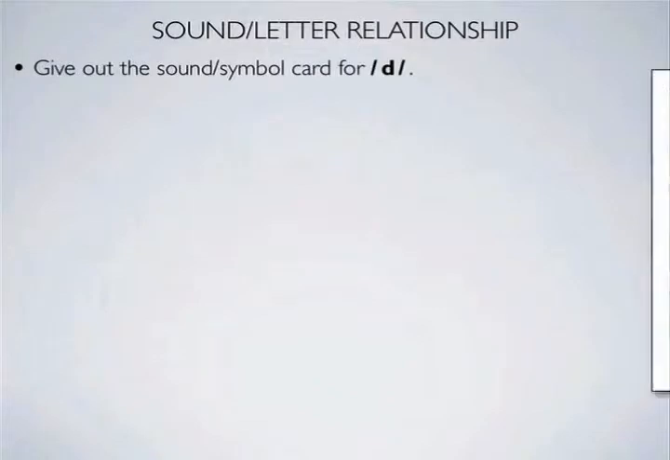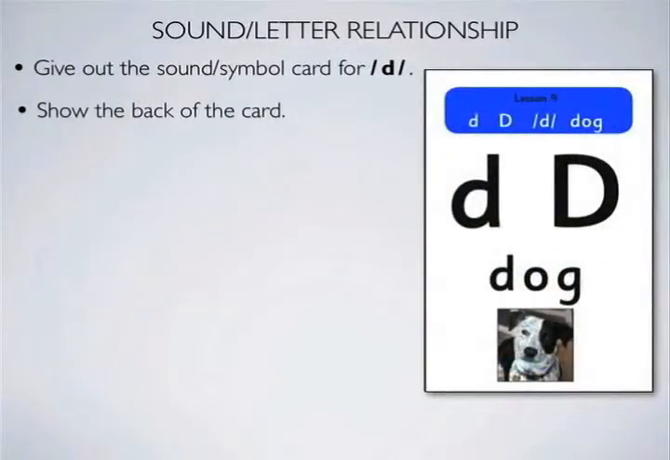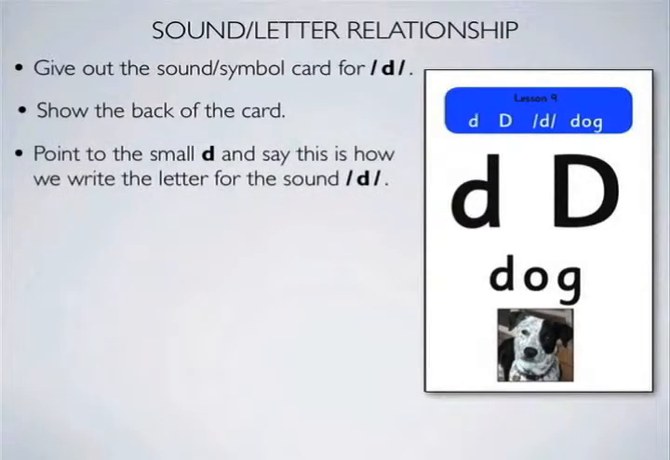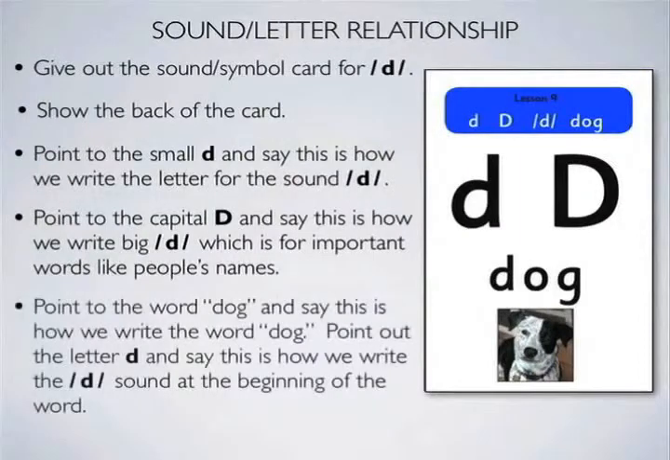Give out the sound symbol card for D. Show the back of the card. Point to the small d and say, "This is how we write the letter for the sound D." Point to the capital D and say, "This is how we write big D," which is for important words like people's names. Point to the word dog and say, "This is how we write the word dog." Point out the letter D and say, "This is how we write the D sound at the beginning of the word."